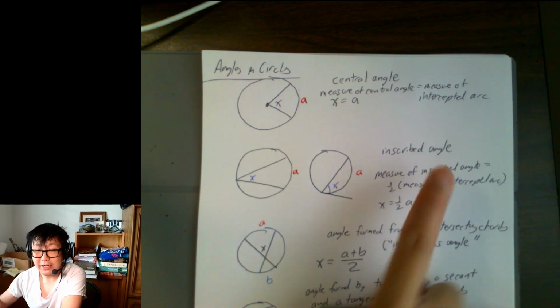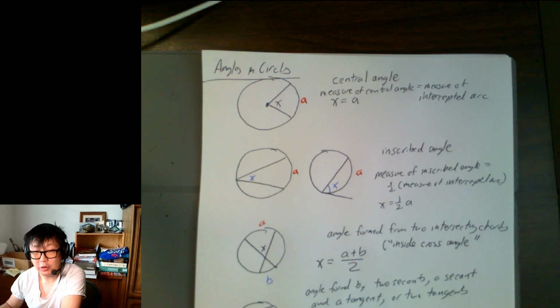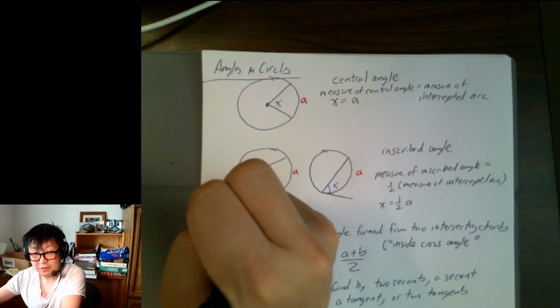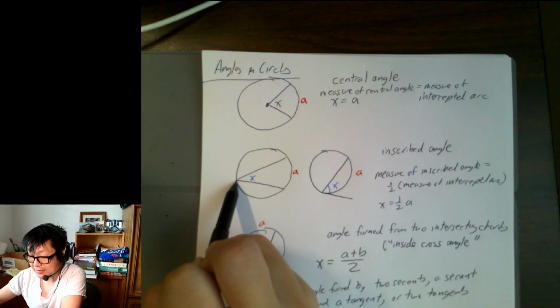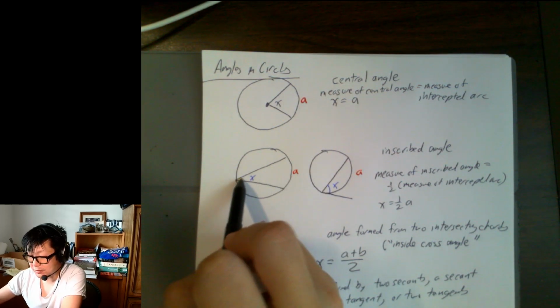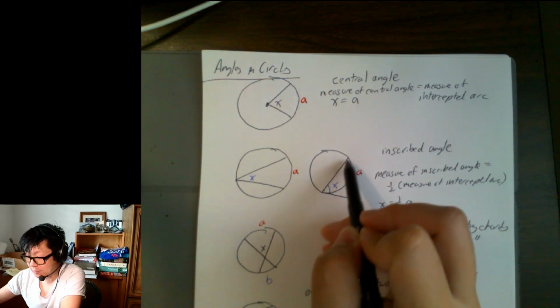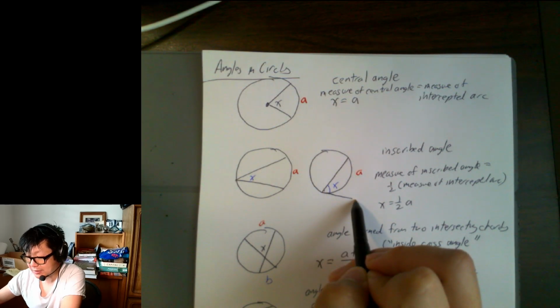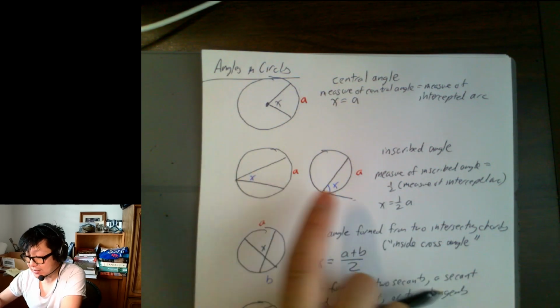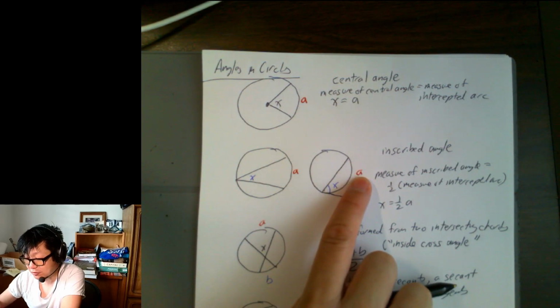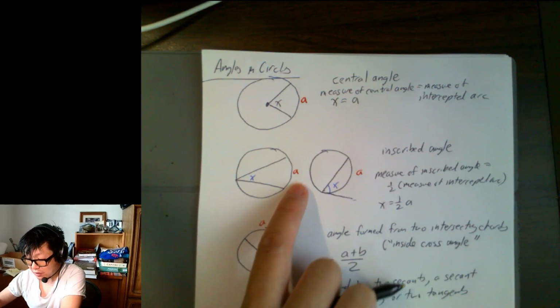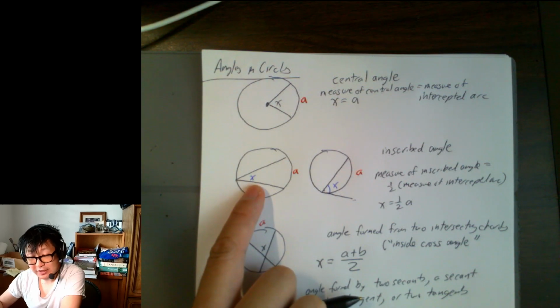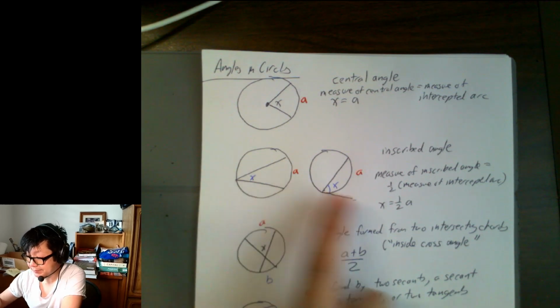Inscribed angles are angles that have a vertex located on the edge of the circle. So this would be an inscribed angle formed from two chords. This would be an inscribed angle formed from a chord and a tangent line. In both cases, the measure of the angle is half the measure of the intercepted arc. So if this arc were 50 degrees, this angle would be 25 degrees.